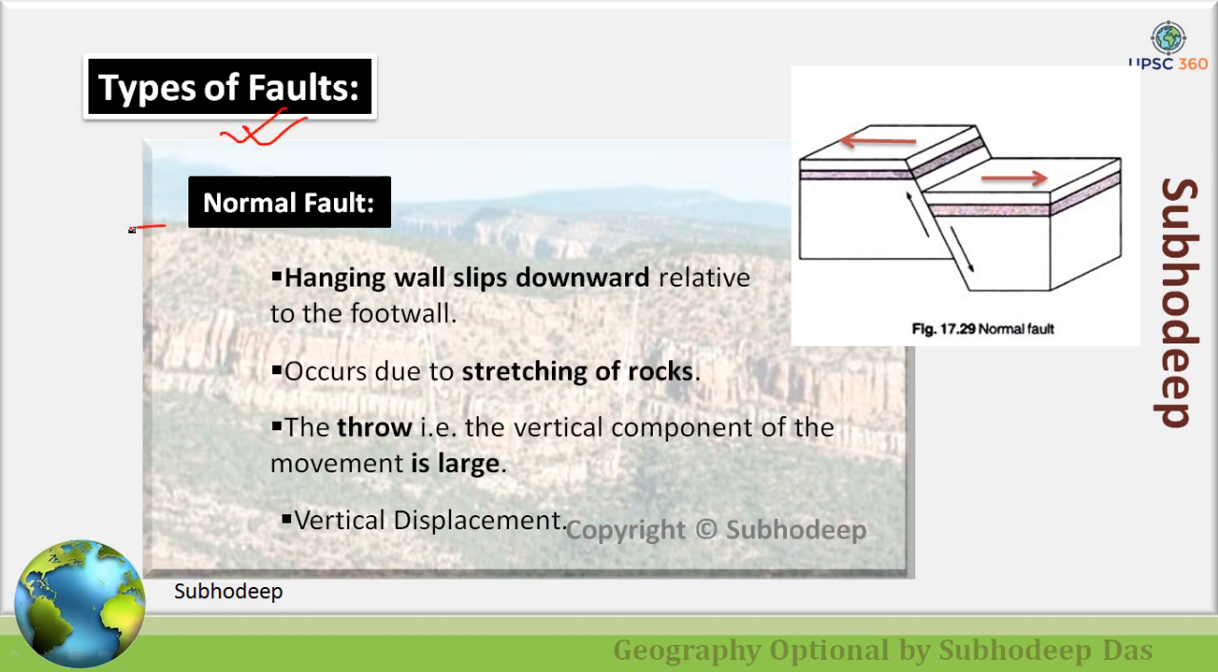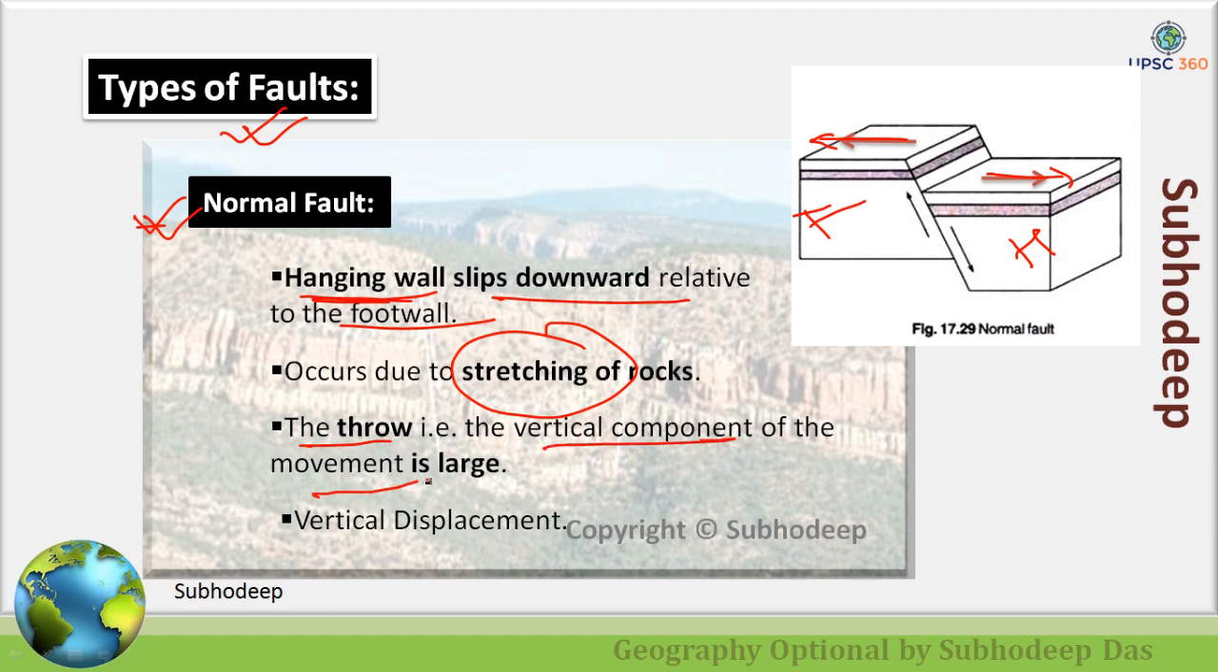See, the types of fault. The first one is normal fault, in which the hanging wall slips down relative to the foot wall. This is the foot wall, this is the hanging wall, right? And this hanging wall is slipping down relative to this foot wall. It occurs due to the stretching of land, meaning the land is being stretched in both directions. That's why these are slipping down past each other. The throw, that is the vertical component of the movement, is quite large.